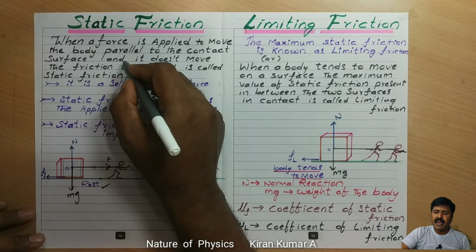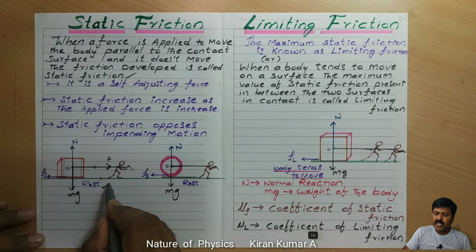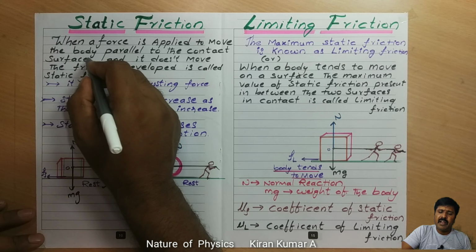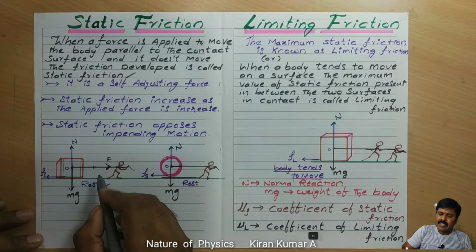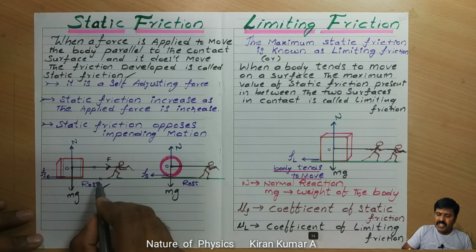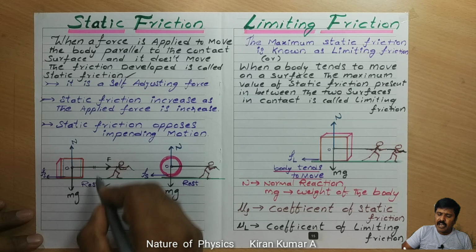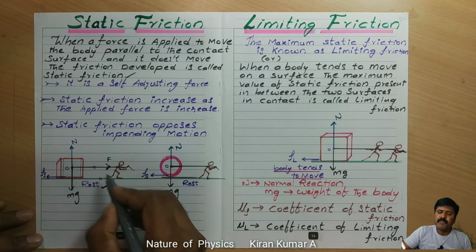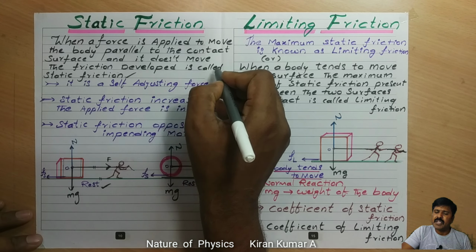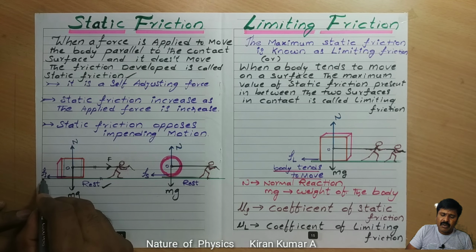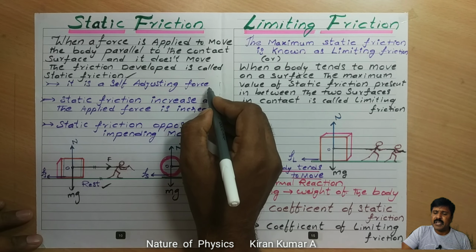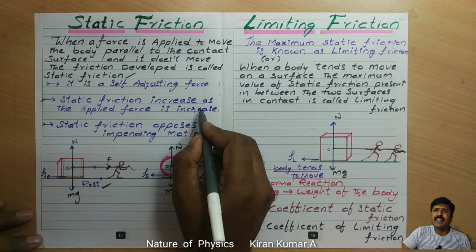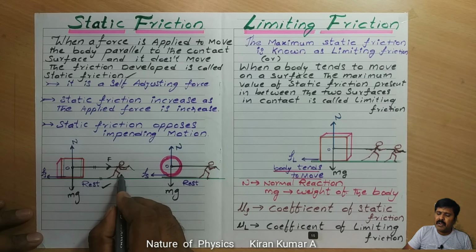When a body is at rest on the surface of the earth, and a force is applied to move the body parallel to the contact surface, F is the force applied parallel to the contact surface, and it does not move; it is in rest position. The friction develops in the opposite direction. This friction is called static friction. Static friction is a self-adjusting friction, and static friction increases with increasing applied force.